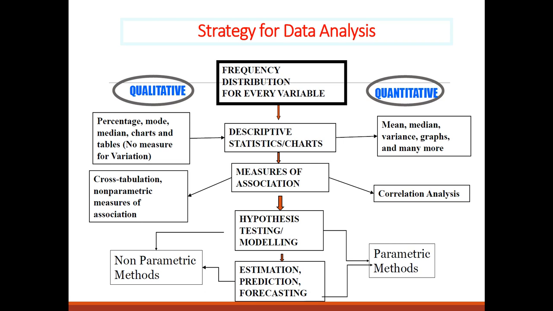But if you want to measure the association, you need to have correlation analysis. Under correlation analysis, there are so many analyses that you can think of. For inferential, hypothesis testing, you want to do prediction, you want to do forecasting, so you have what you need to do. So this actually gives you an idea.